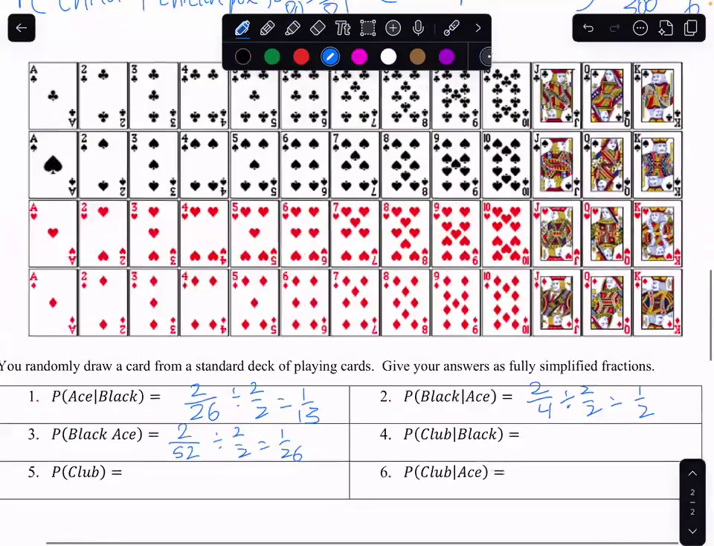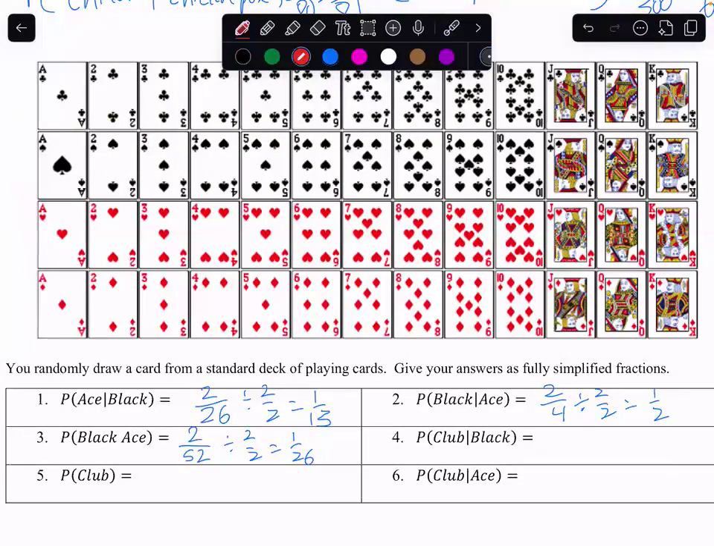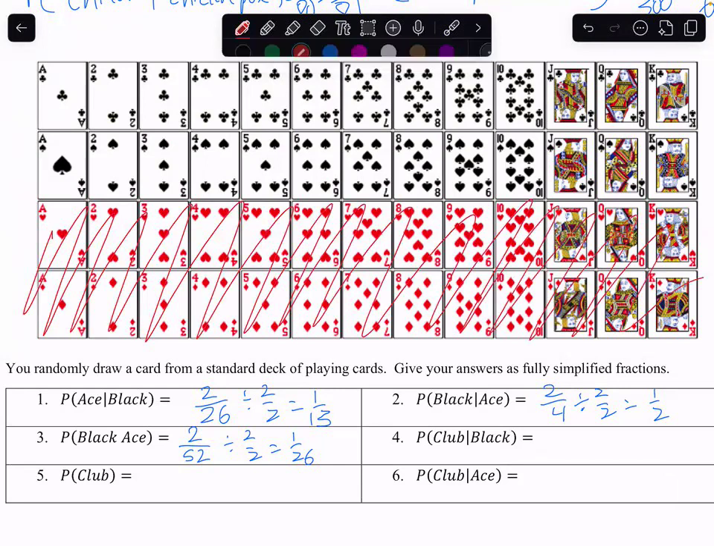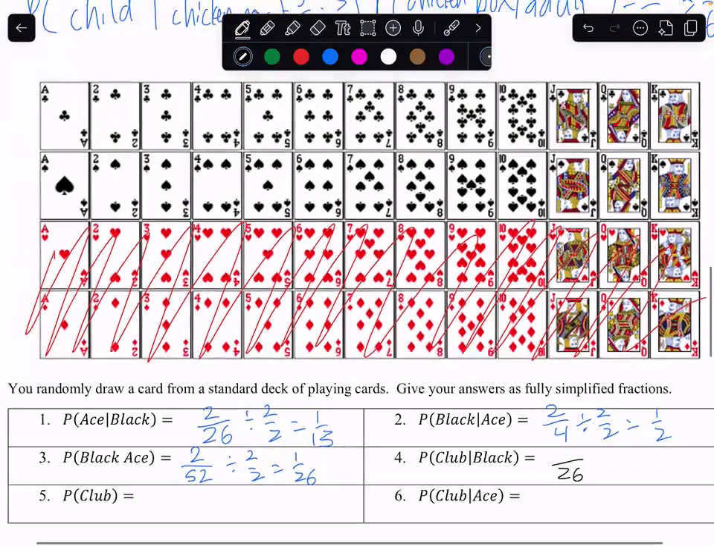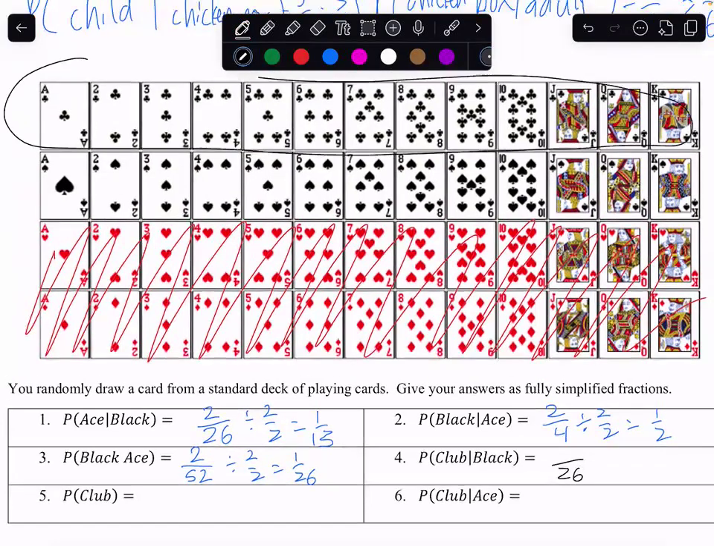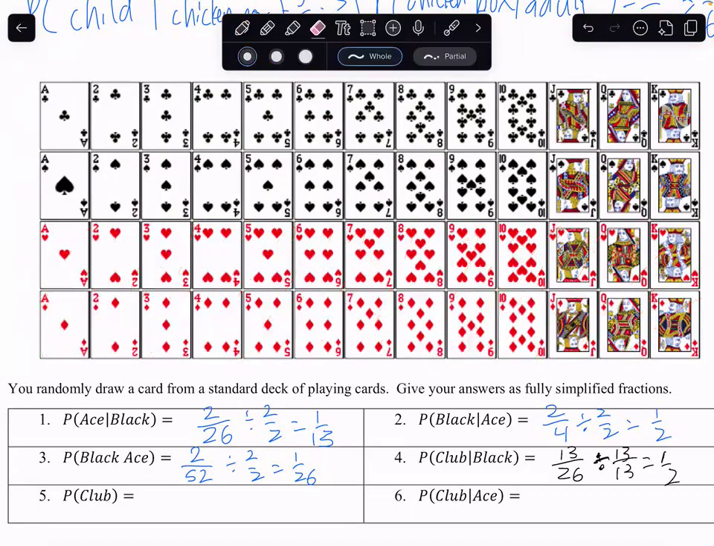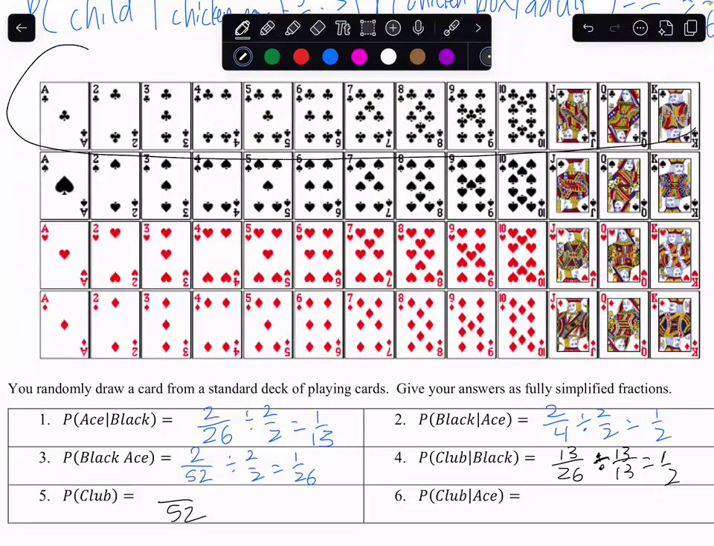Problem 4, probability of club given black. Just like the first problem, you're throwing away all of these, so there's 26 black cards to choose from. Of those 26 cards, 13 are clubs. So 13 out of 26 reduces to 1/2. Next, just probability of club. No condition, so all 52 cards to choose from. So 13 of the 52 cards are clubs.